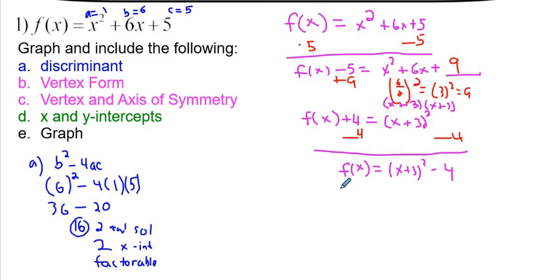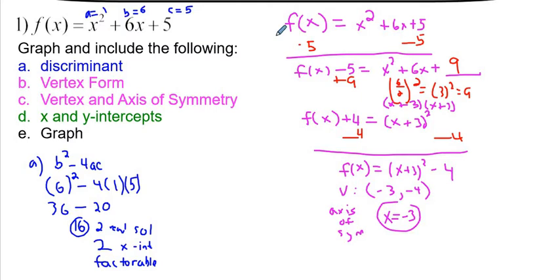So what is the vertex? Remember, the vertex is going to be the opposite of this number right here. So that would be negative 3, and then comma k, which is negative 4. And the new terminology for this chapter is the axis of symmetry. The axis of symmetry is going to simply be x is equal to the first number. So x is equal to negative 3. Those are going to be important on the graph.